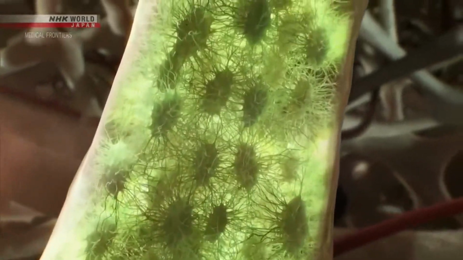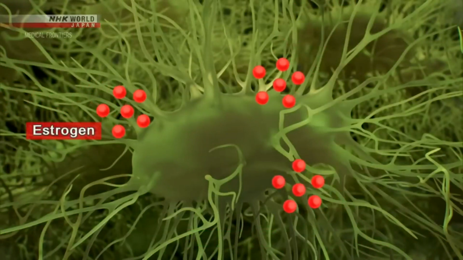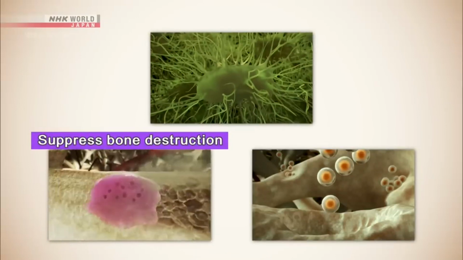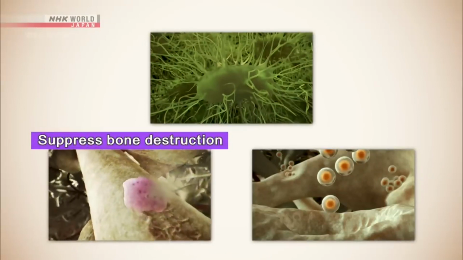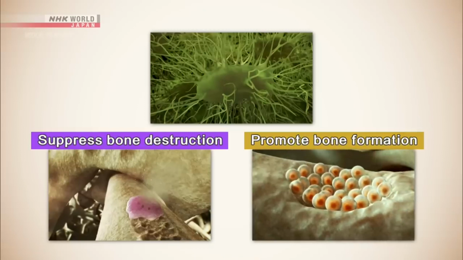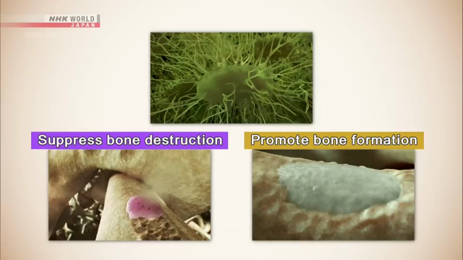Cells called osteocytes, located inside the pillars of calcium, play a key role in bone metabolism. The osteocytes are affected by the female hormone estrogen. Estrogen controls the osteocytes and gets them to suppress the excessive destruction of pillars by osteoclasts and to promote bone formation by osteoblasts. Now they've introduced a chemical signaling system that contributes to the regulation of the process.